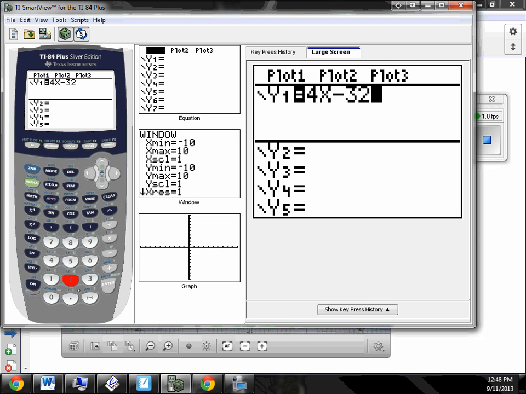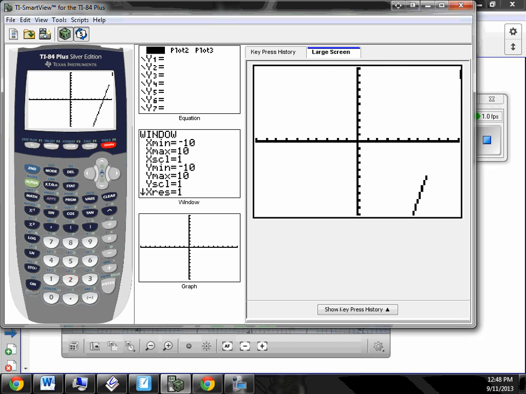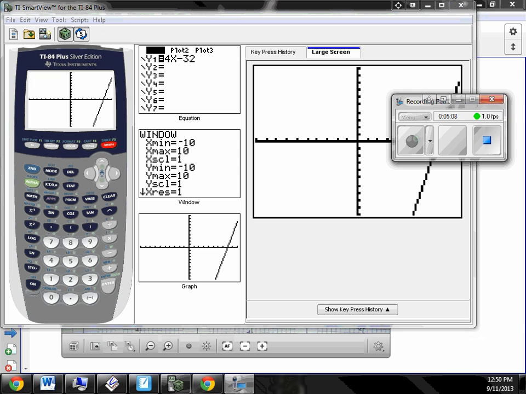And then to graph it, you push the top right button, which says graph. And if you don't get this picture, I'll stop by and help you out. We are looking for the place where the graph crosses the x-axis and the place where it crosses the y-axis.